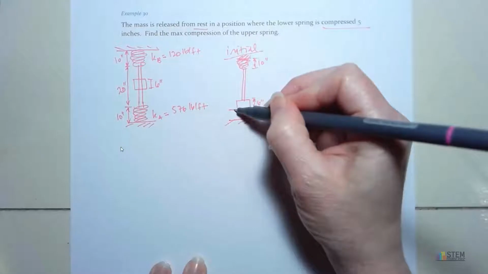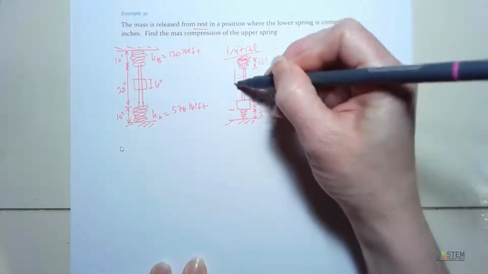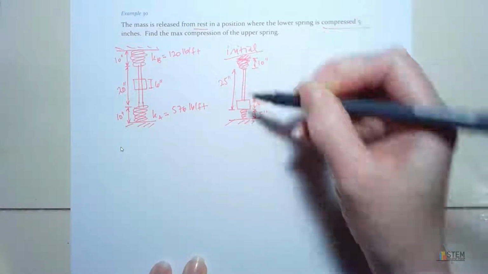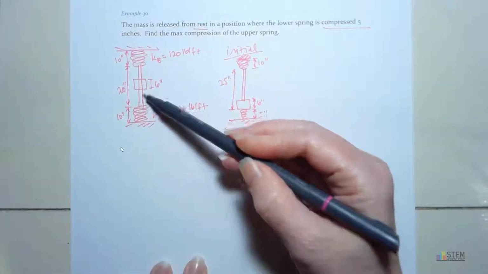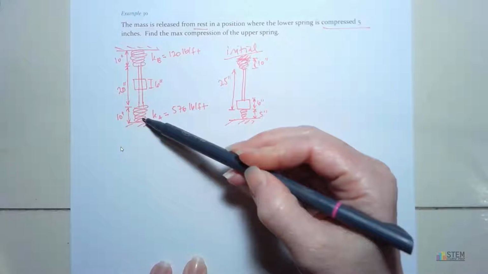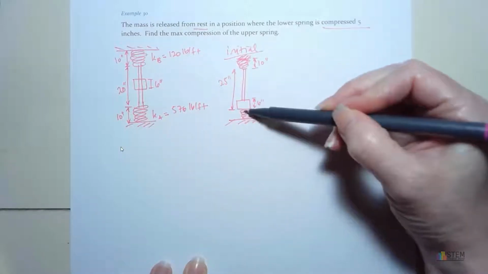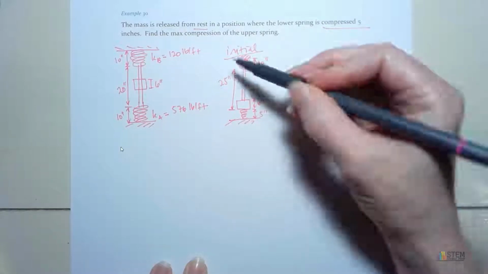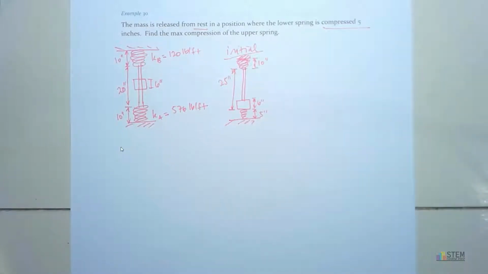Now this length from the bottom of the slider up to the top here is 25 inches. All right, so we started at 20, but remember we compressed this spring down by 5. So now from the top of this bottom spring to the bottom of the top spring is 25 inches. So that is our initial case.